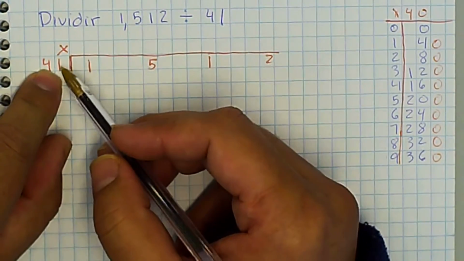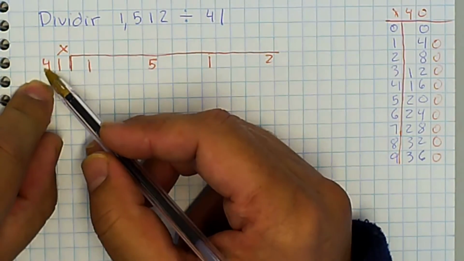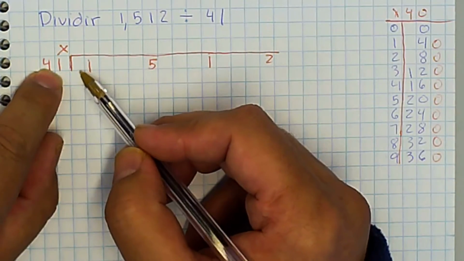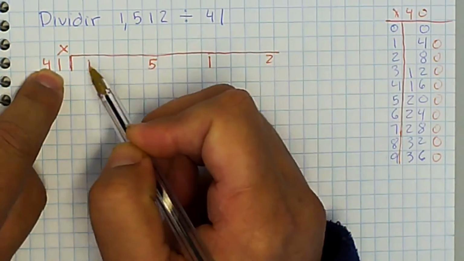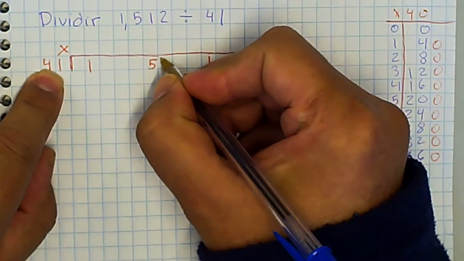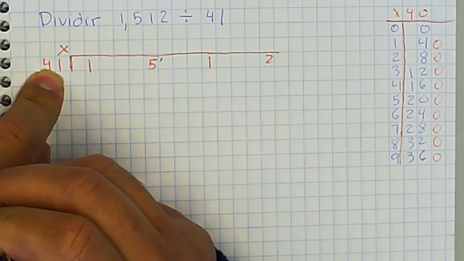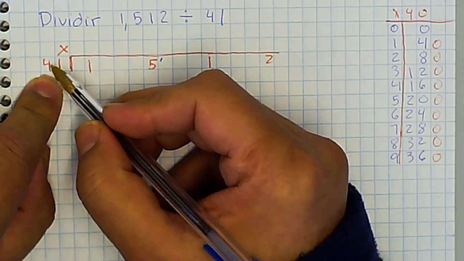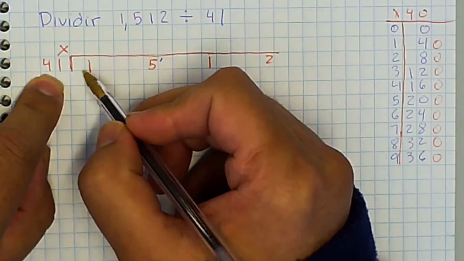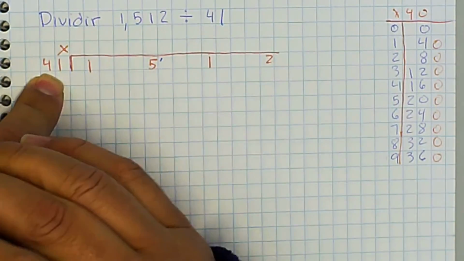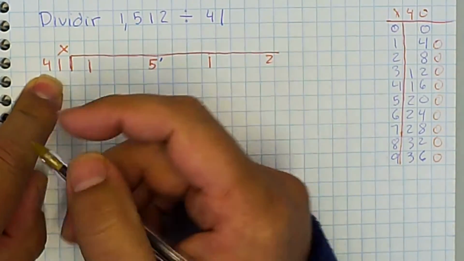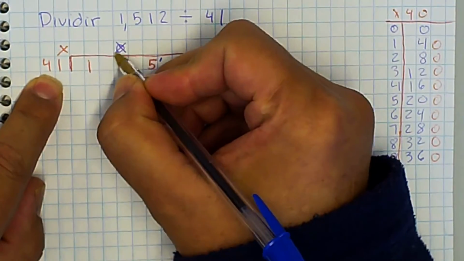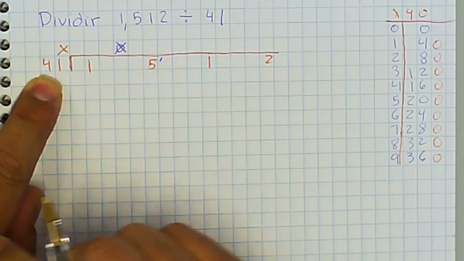Okay. Now, next. 41 is a 2-digit number, so in my dividend I need to separate 2 digits. So there we go, 15. So I ask, 41 times what number gives me 15, or the closest thing to 15? 0. It will have to be 0, because times 1 will be 41, and that's greater than 15.